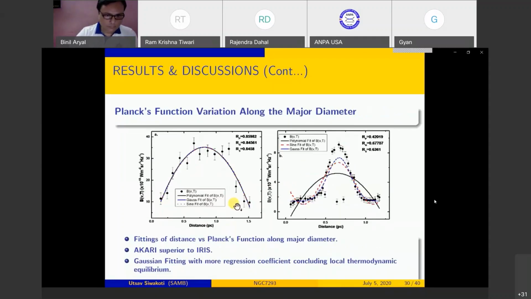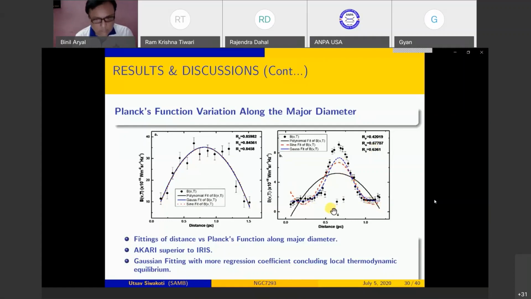So this is the Planck function variation along the major diameter in IRIS, and this is in Akari. Now you can see, in case of IRIS also, the regression coefficient for Gaussian is quite high, and this shows that it follows the Gaussian nature. However, in case of Akari, a more distinctive plot can be seen. You can see the regression coefficient being highest for Gaussian, and you can see the normal kind of graph, or Gaussian plot, can be best fitted under these circumstances.